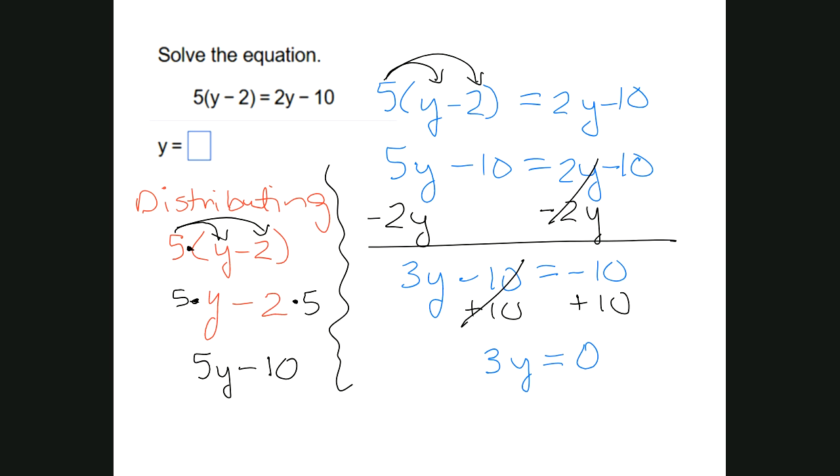Keep your equation going so that you don't accidentally end up with just 3y and you forget your equal sign. That happens a lot with students. The next thing you want to do is to multiply 3 times y. We have to perform the opposite by dividing both sides by 3. 3 divided by 3 is 1. 1 times y is y. 0 divided by 3 is 0. So our answer or solution will be 0.